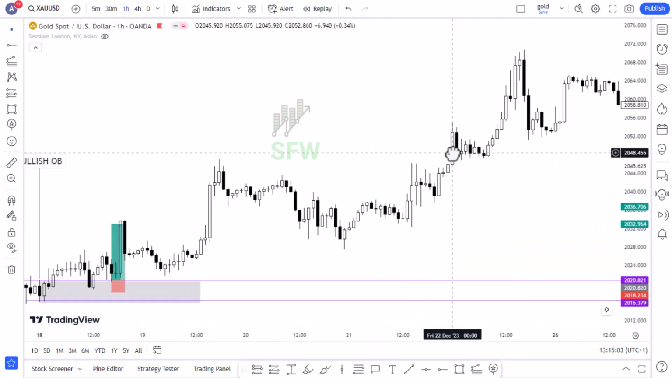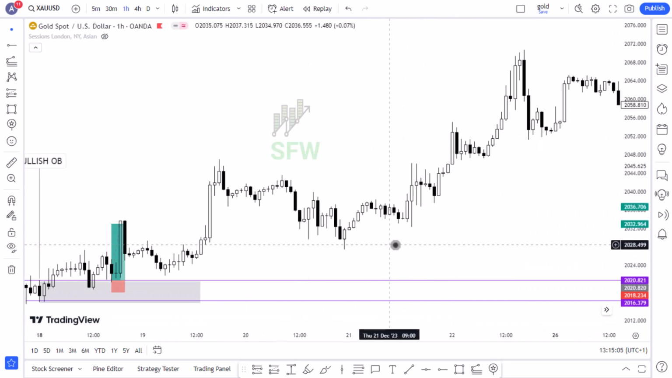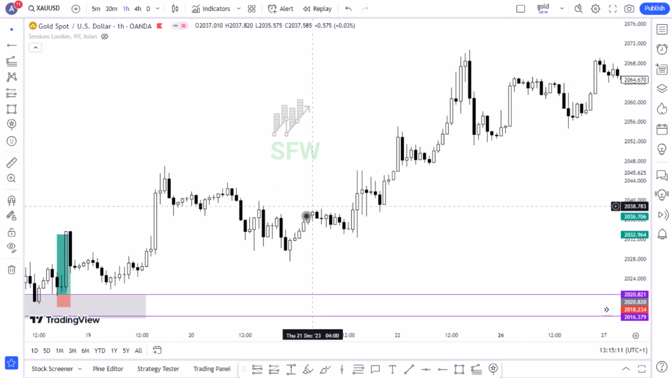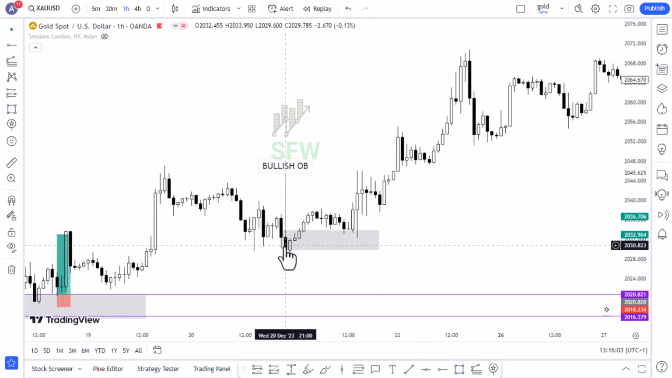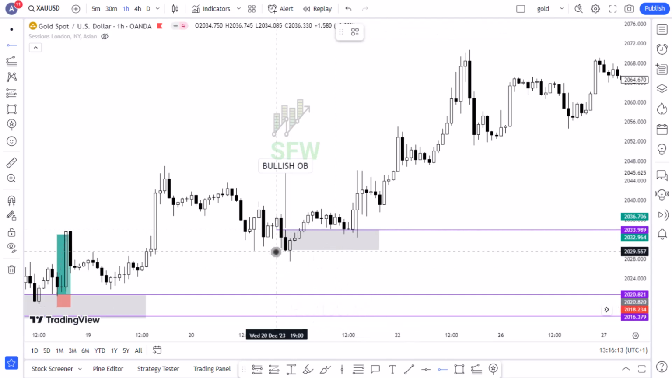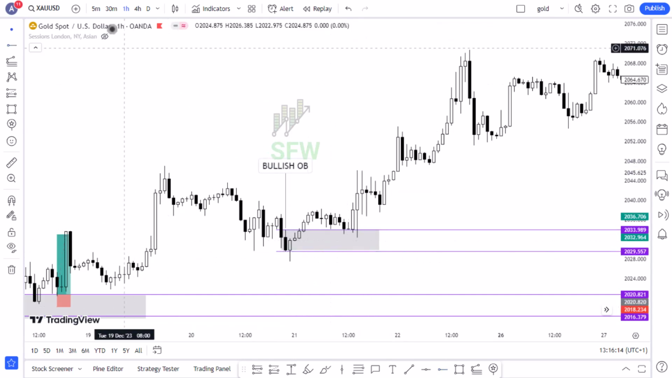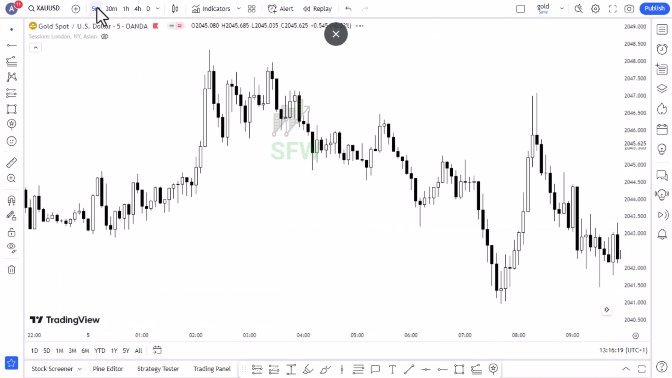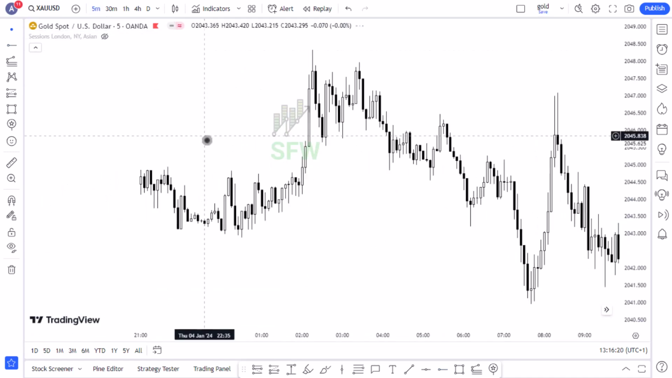Now let's look for another opportunity. Take a look at this level. You see this move to the downside, the last bearish candle to the downside parallel to the move to the upside is our order block. So we have our order block right there. Next, we identify both the highs and the low of that order block. Secondly, we zoom into the 5-minute time frame to get our precise entry point.